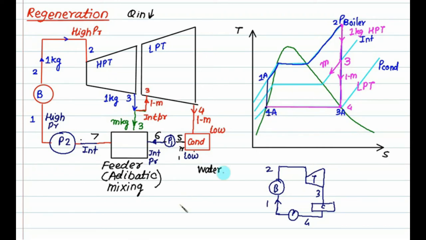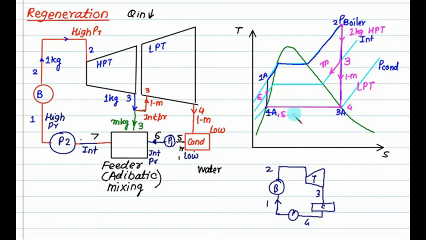So this point is overlapping. Then 5 to 6 is a compression process. And this point is this point. Am I correct? This one is 6. Now at 6 and 3, that is this point 6 and this point 3.